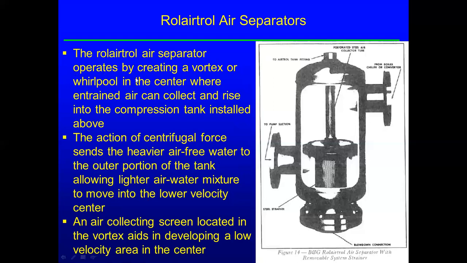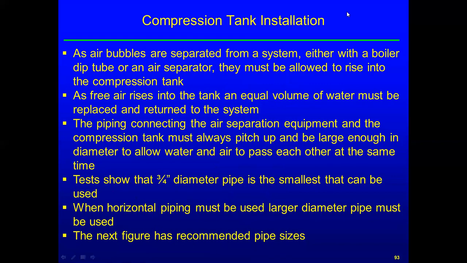So it creates this vortex or whirlpool in the center where entrained air can collect and rise into the compression tank installed above. The action of centrifugal force sends the heavier air-free water to the outer portion of the tank, allowing the lighter air-water mixture to move into the lower velocity center. An air collecting screen located at the vortex aids in developing a low velocity area at the center. So this is probably what most people use these days.